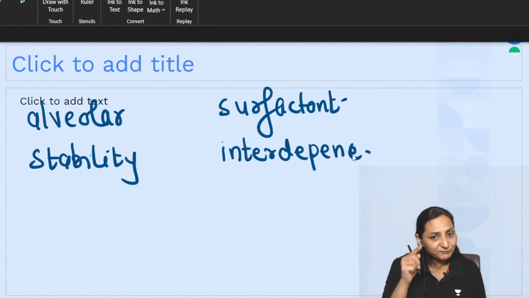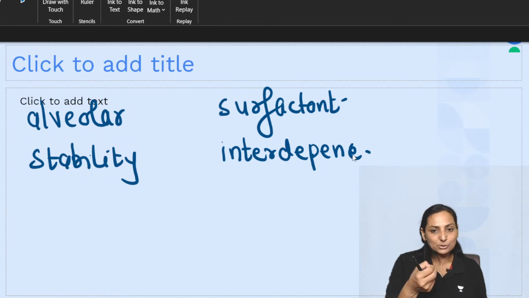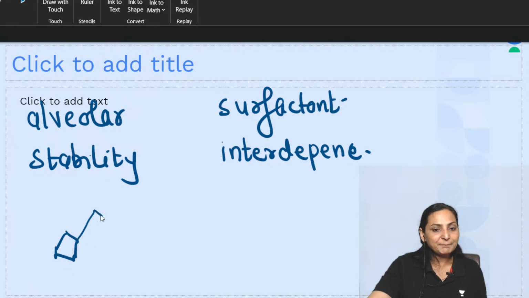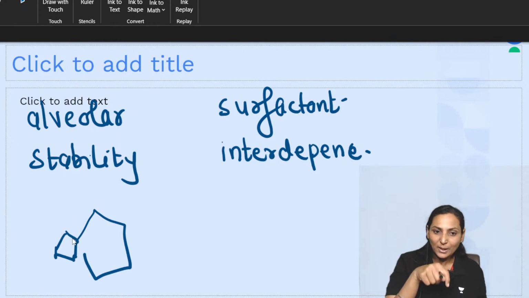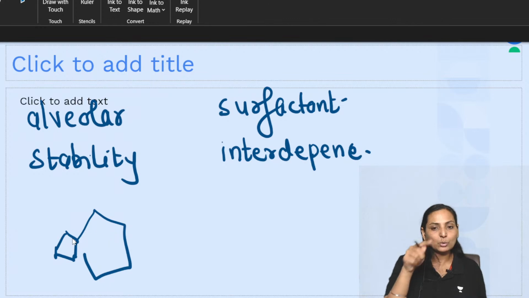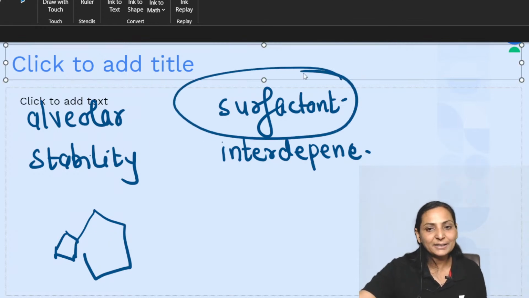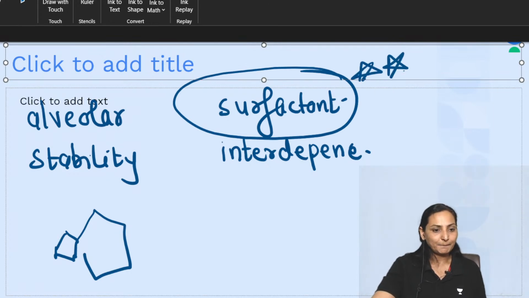They've got a common wall. So suppose this is a small alveoli which is collapsing, and this is a bigger alveoli, it inflates. As it stretches out, it is also going to open up the smaller one. So this prevents the smaller one from collapsing into the bigger one. Out of these two, surfactant is more important in alveolar stability, right?